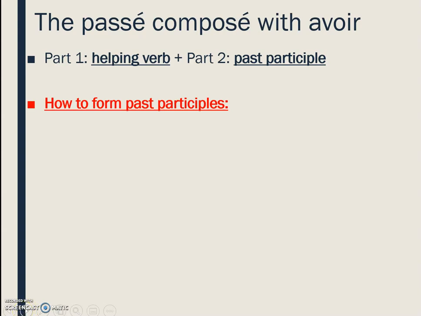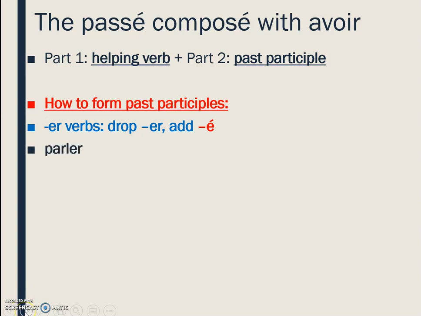Forming past participles is actually pretty easy, especially if you have an ER verb. For an ER verb, you will drop the ER ending from your infinitive, and instead you will replace that ER with an E accent aigu. So an E with an accent mark going up, it's pronounced é.